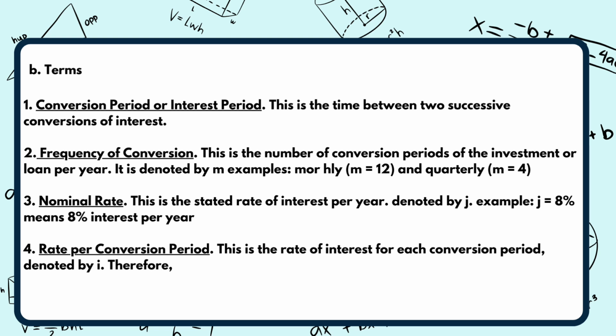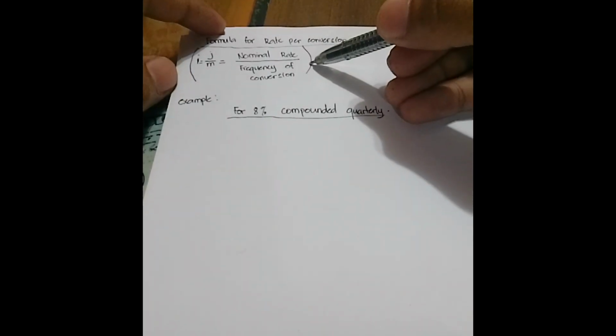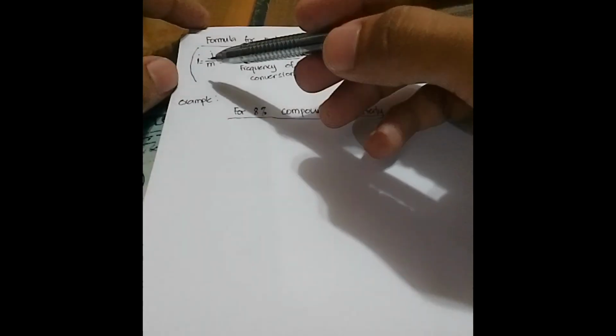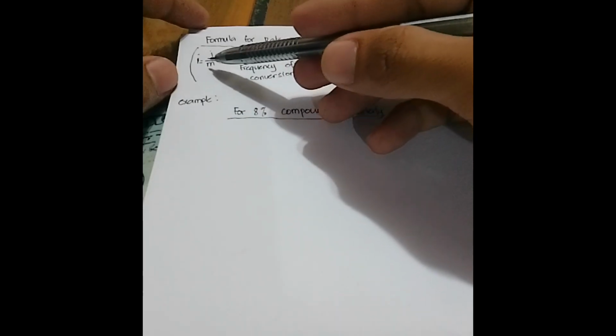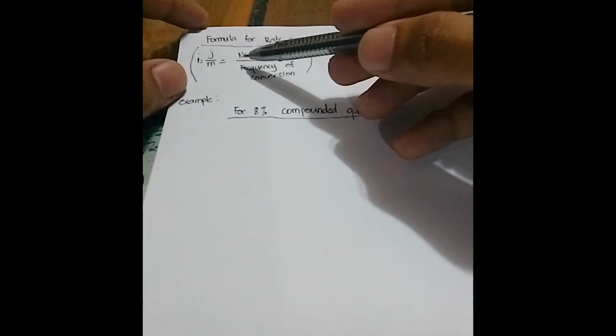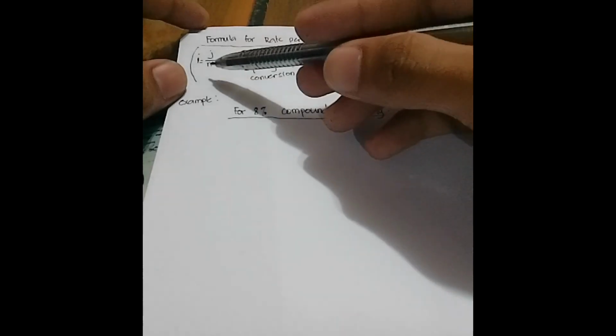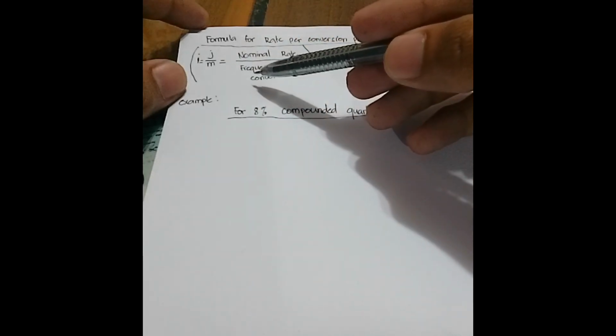Number 4, rate per conversion period. This is the rate of interest for each conversion period denoted by I. Therefore, the formula for rate per conversion period is I is equal to J, or the nominal rate, over M, which is the frequency of conversion.